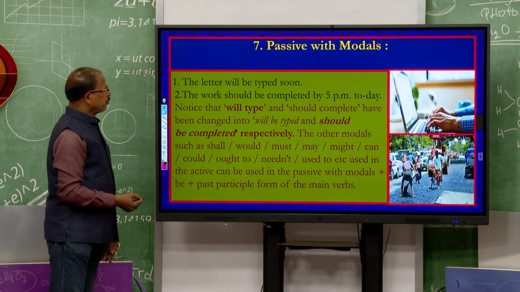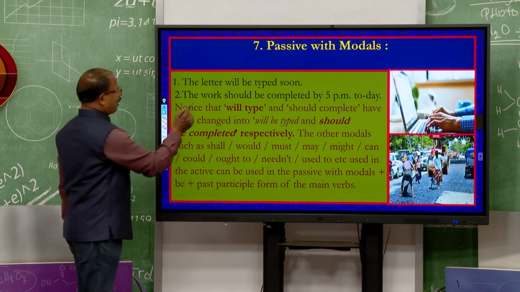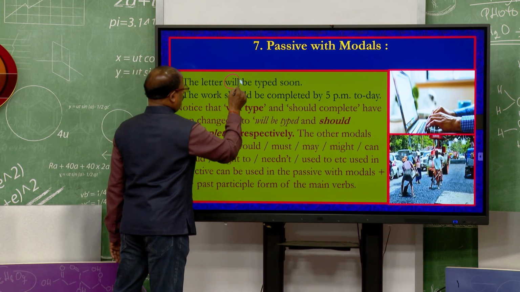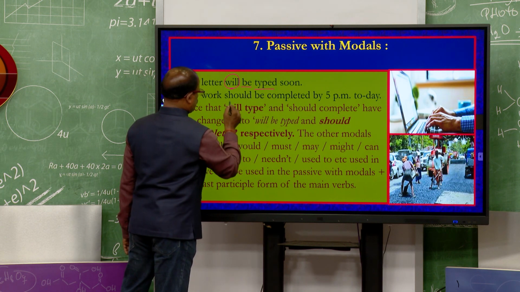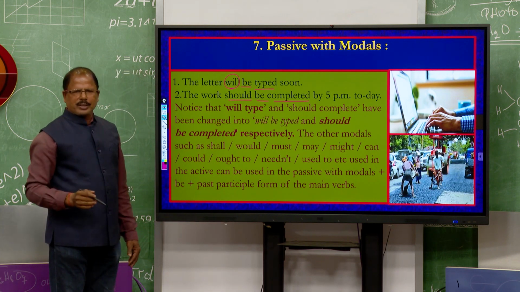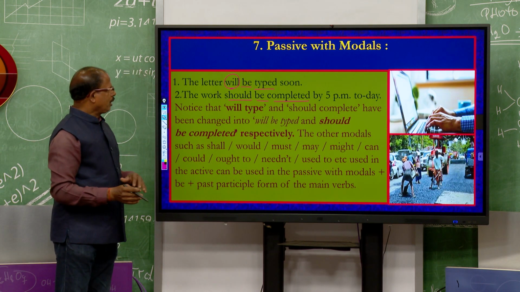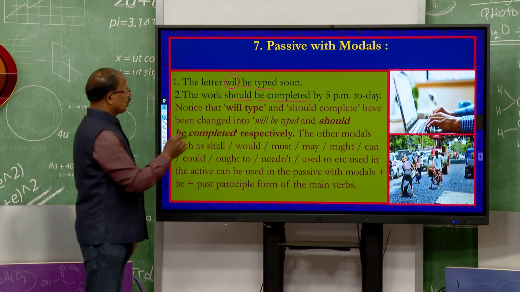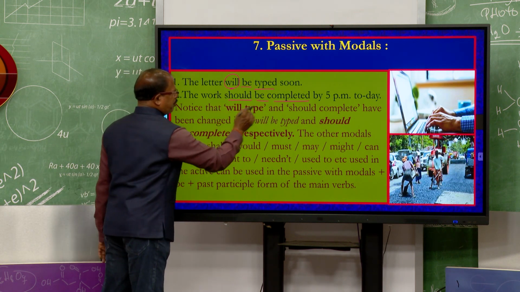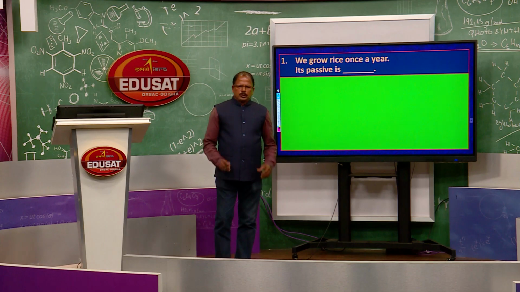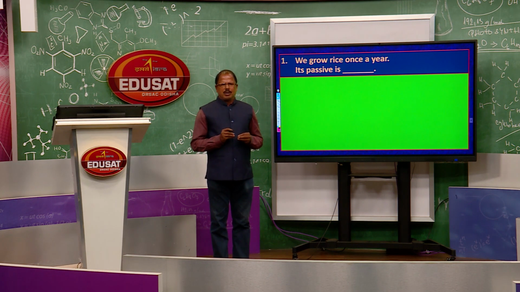And now you see passive with modal. When there is a modal sentence, the modal verb is there, and will be typed, should be completed. When there is a modal in the active sentence and we change it into passive form, it should be used with be and the verb should be in the third form. So, will be typed, should be completed, can be completed, may be completed, must be completed. So, my dear children, we discussed some important points and let us focus on some questions.